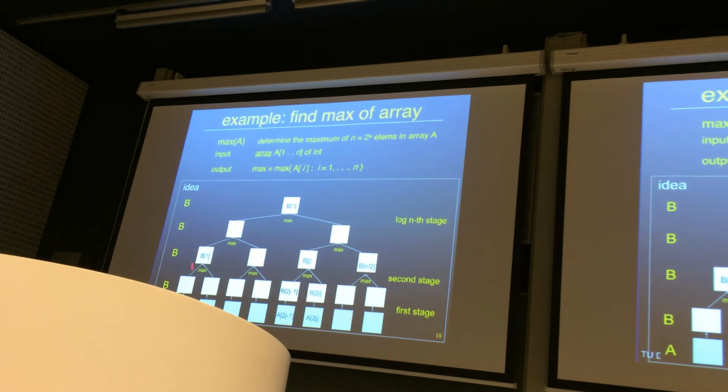How many nodes are there in this tree? If you have an array of n, and n is 2 to the power k, how many nodes are there in this tree? 2n minus 1. That's simple. Take n, then add n divided by 2, add n divided by 4, etc. until 1. And you end up with the total sum of 2 times n minus 1.